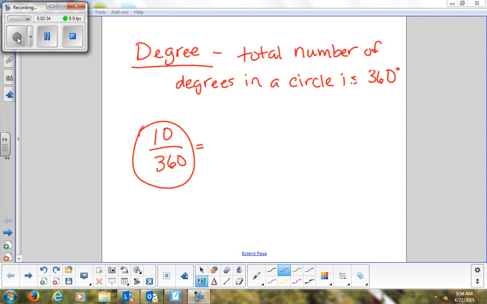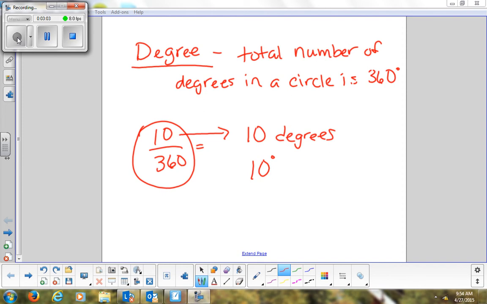Brantley? Bailey? 36. Nope. Damien? 10 degrees. Okay? Whatever number's up here, that's my degrees. You're also going to see it like that: 10 degrees is written with a little circle up on top. So that would be 10 degrees.